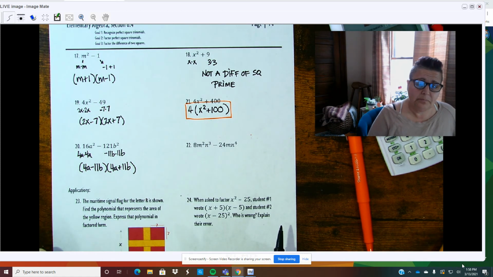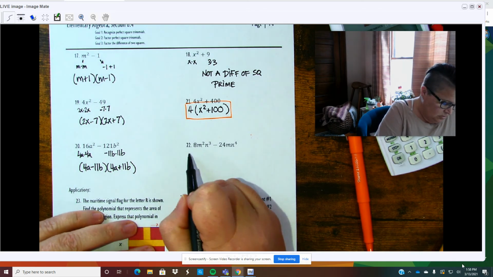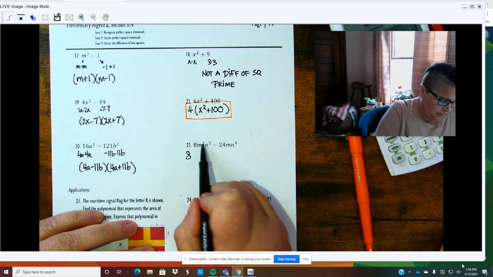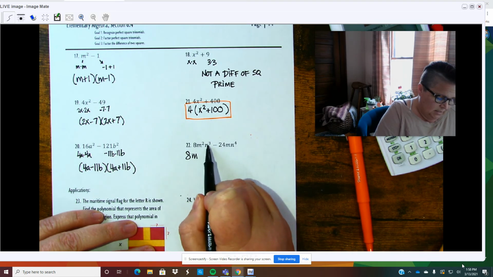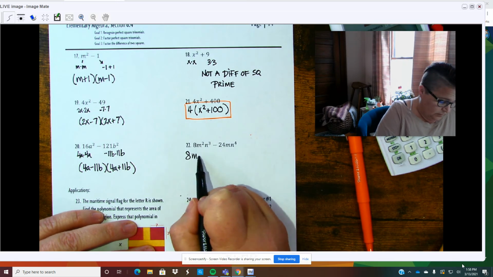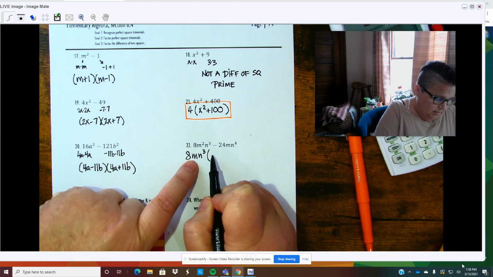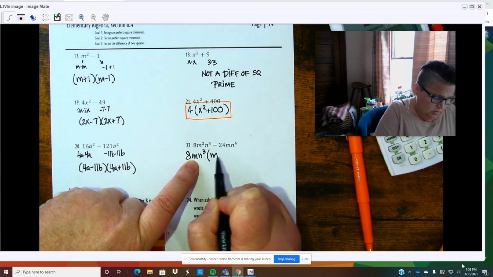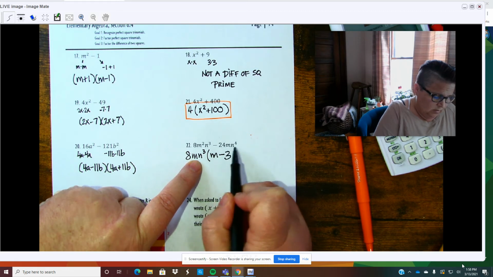Okay. Problem number 22. Oh, it's a little bit messy, but let's see what we can pull out of number 22. I can pull out an 8. This has an m squared, that has an m, so I can pull out an m. This has an n cubed, that has an n to the 4th, so I can pull out an n cubed. And then I'm left with m minus 3n.